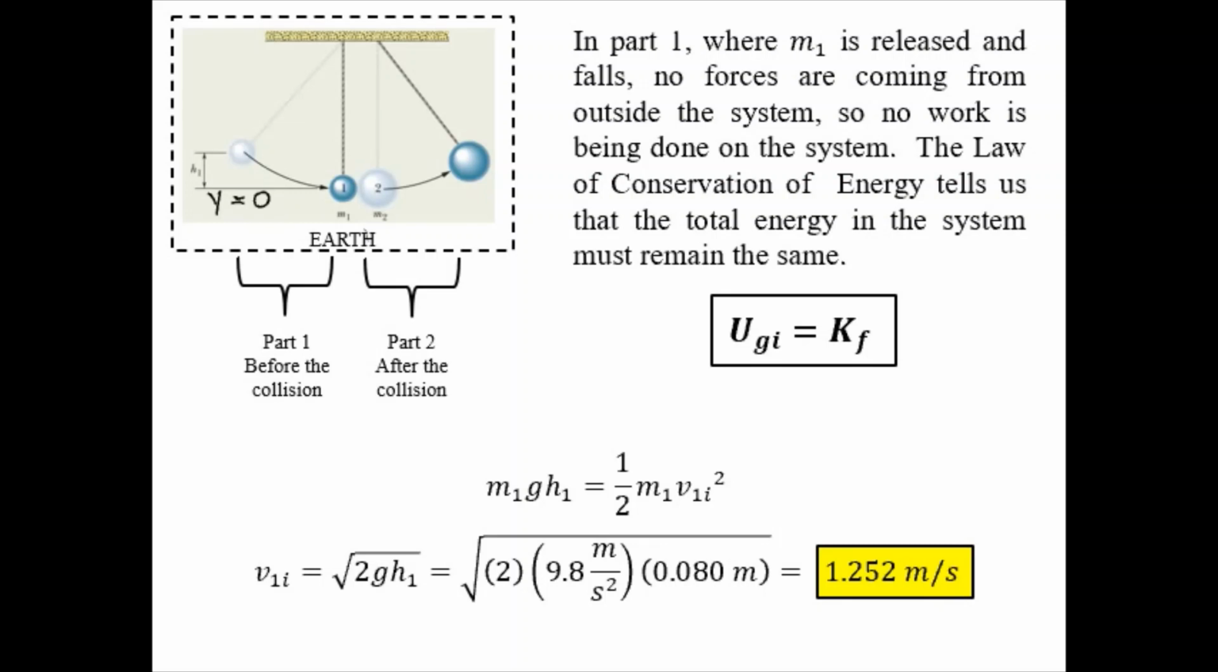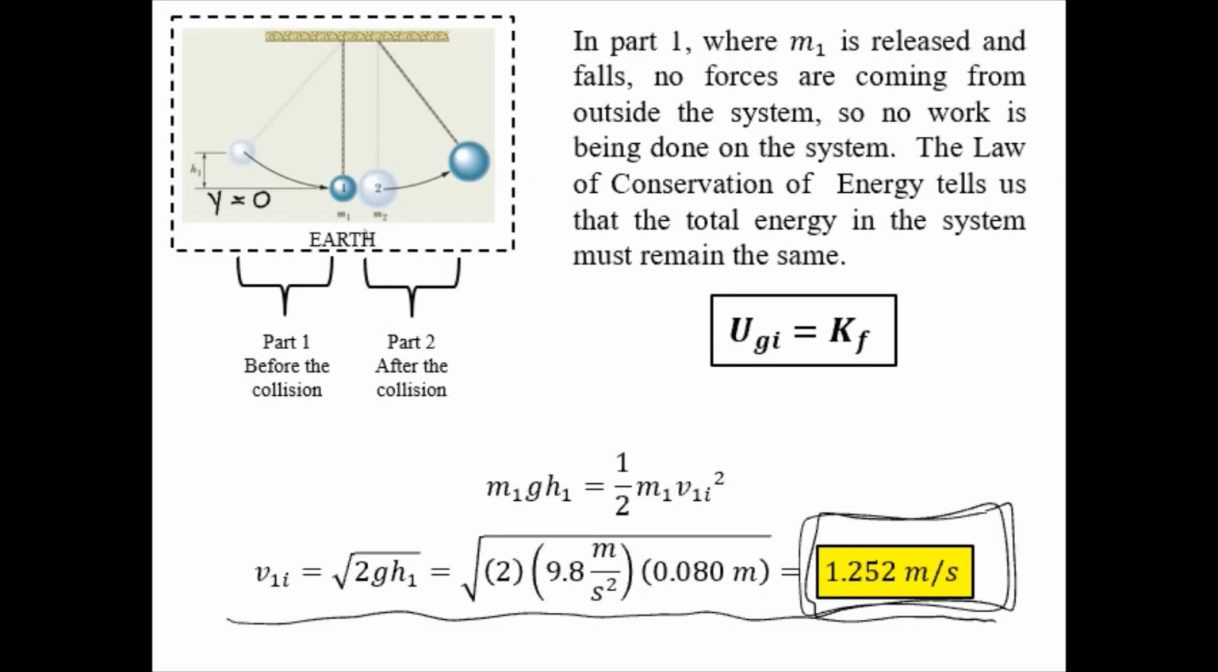And we've seen this kind of calculation before. It ends up that the speed of ball 1 at the bottom of its arc is the square root of 2gh, where h is the height it fell through. And we go ahead and calculate that, and we get a speed for ball number 1 before the collision, right? This is its speed before it hits ball 2: 1.252 meters per second.